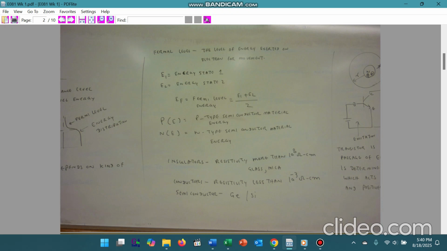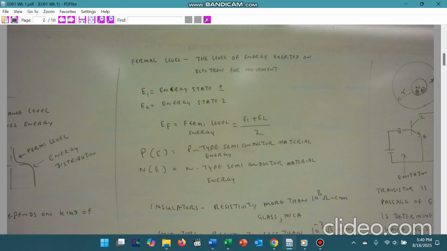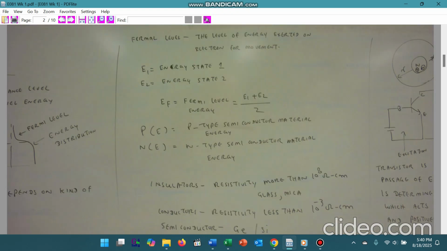We can also find out the Fermi level. In this case, the electron levels are E1, the energy state 1, and E2, the energy state 2. The sum of E1 and E2 divided by 2 gives the Fermi level energy. So the Fermi level is equal to E1 plus E2 divided by 2. This is the way we can calculate the Fermi level.